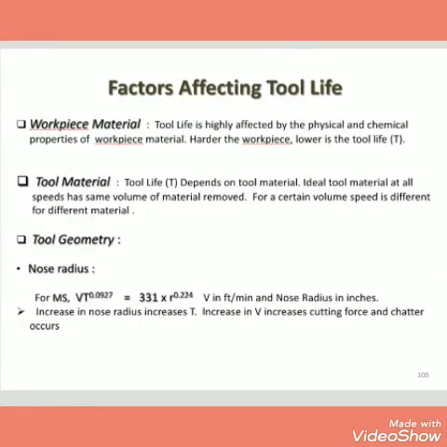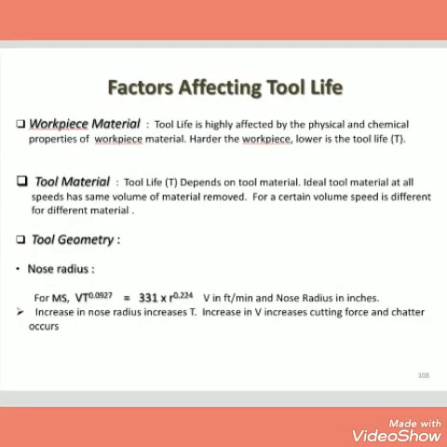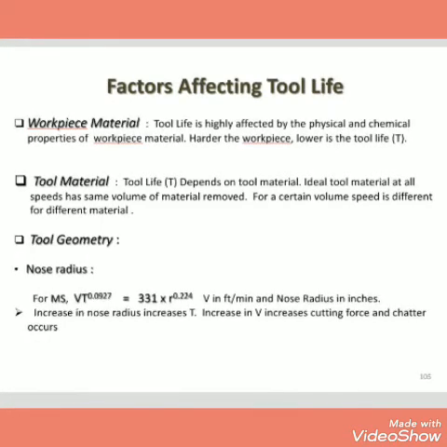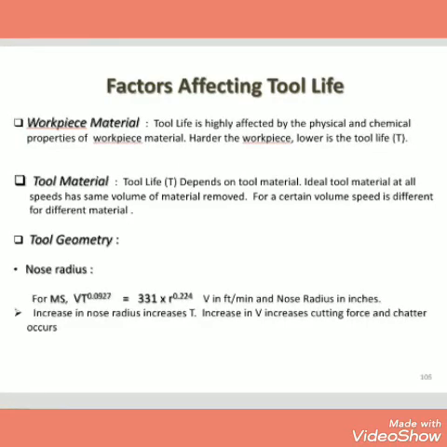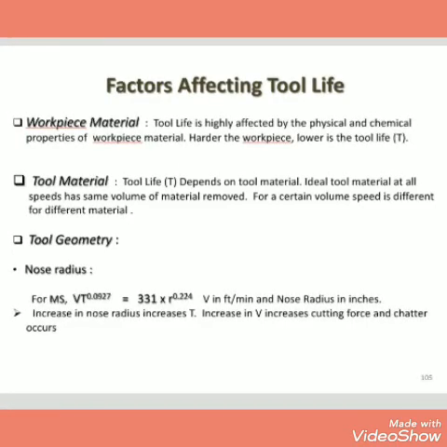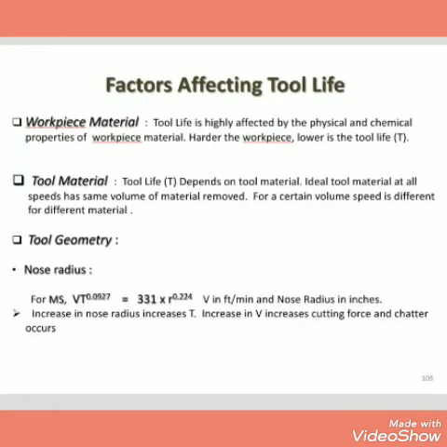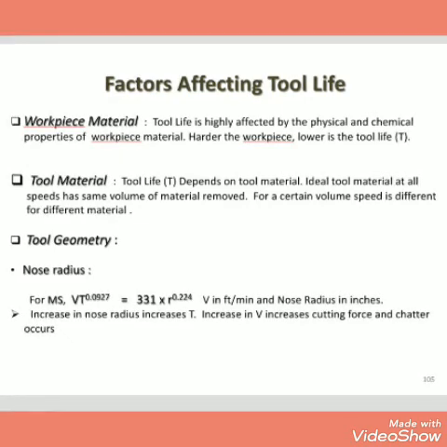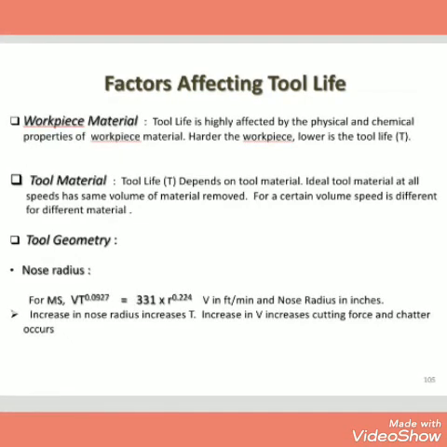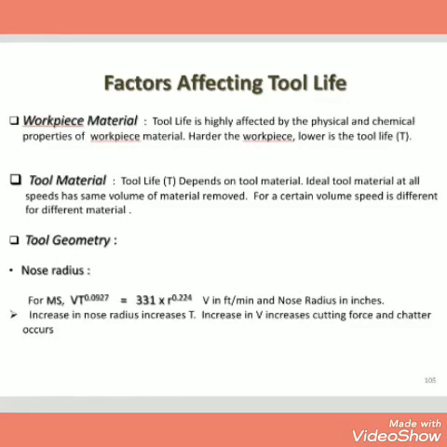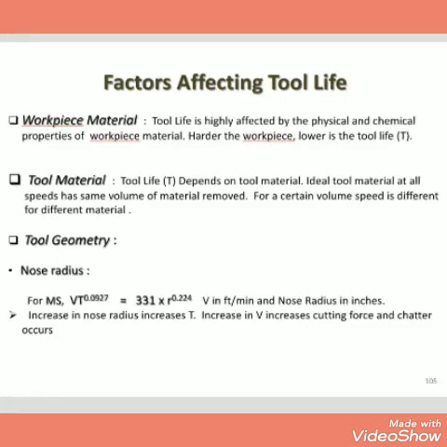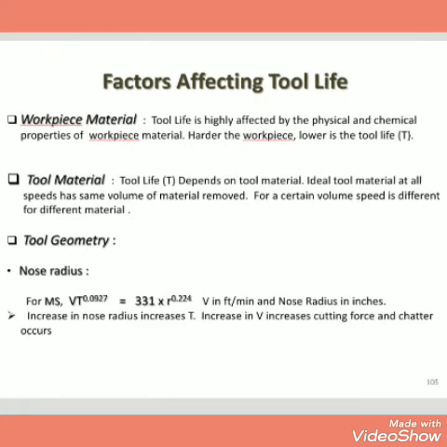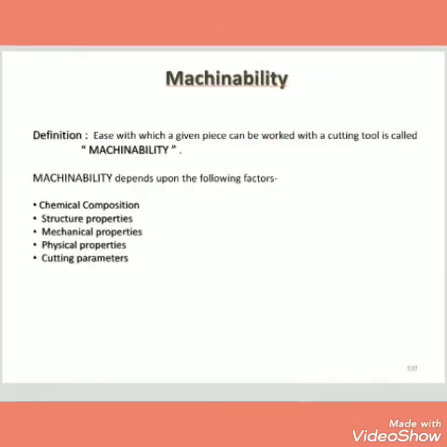The next one is the factors affecting tool life. First is the workpiece material. Tool life is highly affected by the physical and chemical properties of the workpiece material. The harder the workpiece, the lower the tool life. Next, the tool material: tool life also depends on the tool material. For a certain volume of material removed, the speed is different for different materials. Then the tool geometry: an increase in nose radius increases tool life, but an increase in V increases cutting force, and chatter wear also occurs. Those are the factors that affect tool life the most.